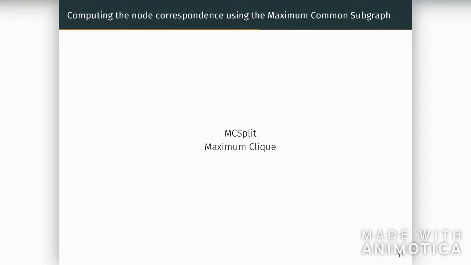Two different algorithms are added to the collection for computing the maximum common subgraph. The first one is MCSplit, and the second is maximum clique. MCSplit computes the maximum common induced subgraph, which returns the maximum number of common nodes along with all the edges connecting them. This algorithm takes as input unlabeled, undirected graphs without loops.